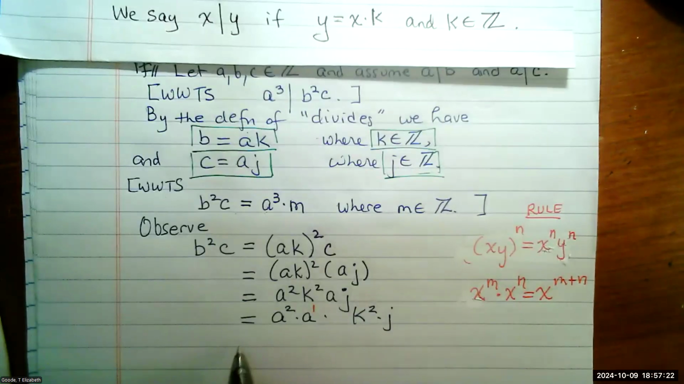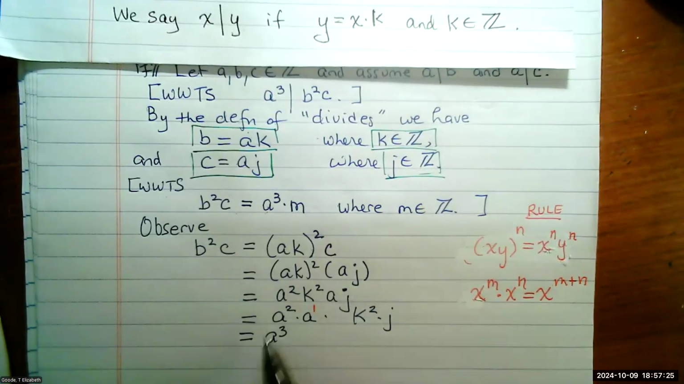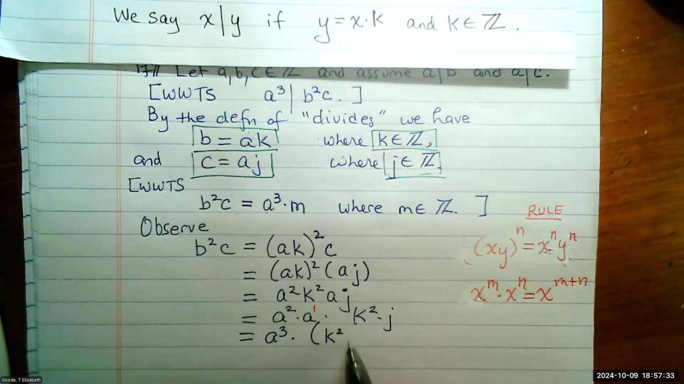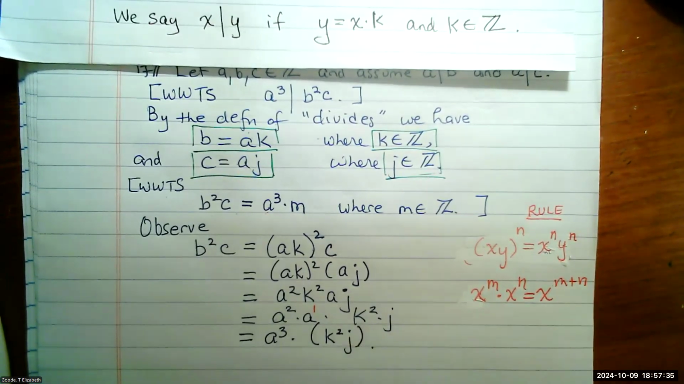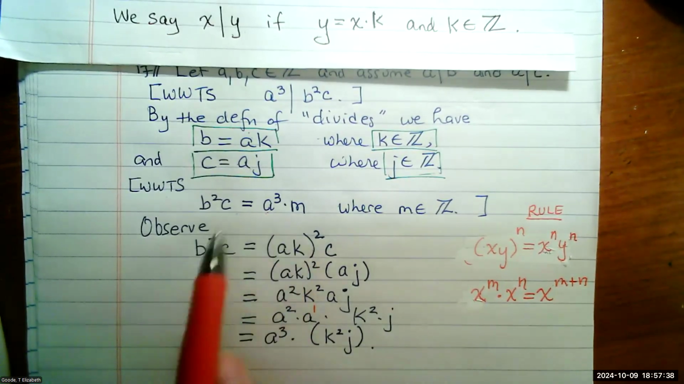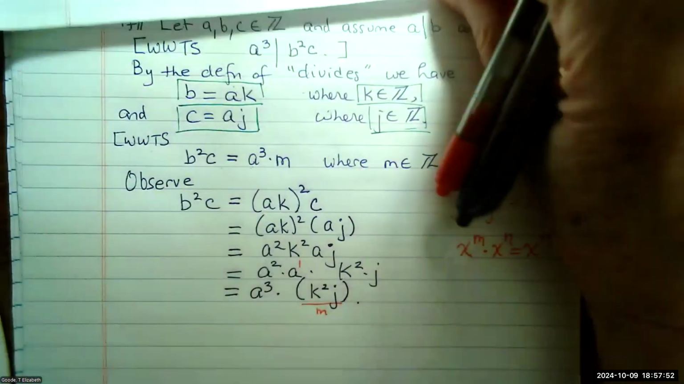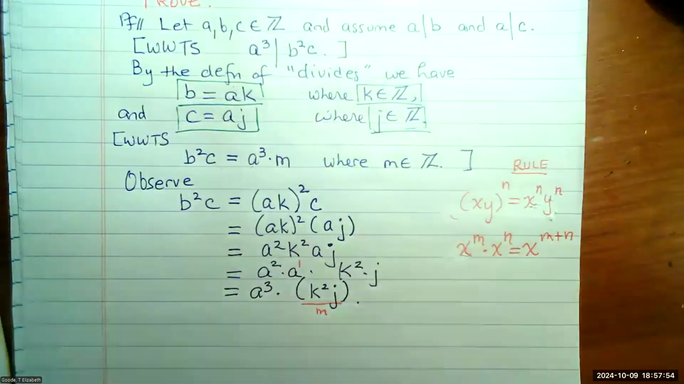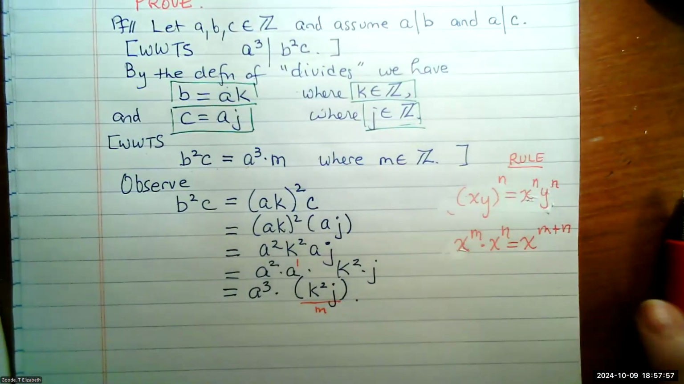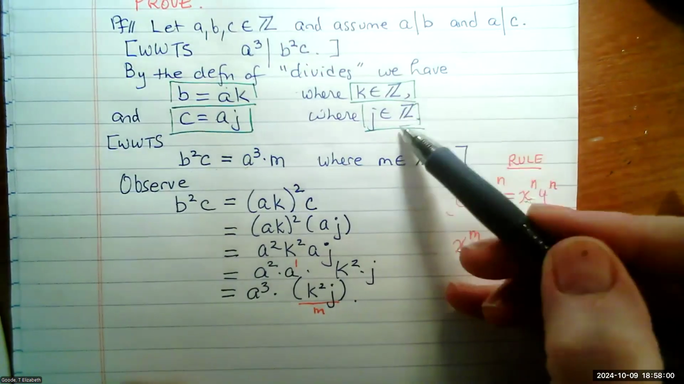So when we keep going, we've got A cubed. And that makes sense, right? It's 2 copies of A times another copy of A. We've got 3 copies of A being multiplied together times this quantity K squared J. And of course, great. That's the first part of what we needed. We got B squared C looking like A cubed times something. That's our M. And we just have to argue that M is an integer. Once we've argued that M is an integer, this proof is done. So let's argue that M is an integer using, of course, the fact that K and J are integers.